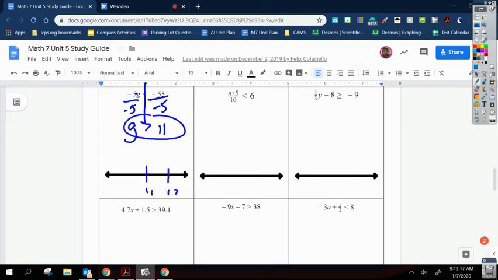11's in the middle. We do 1 on either side. Open circle because there's no line underneath. G's on the big side, so we go to the right.